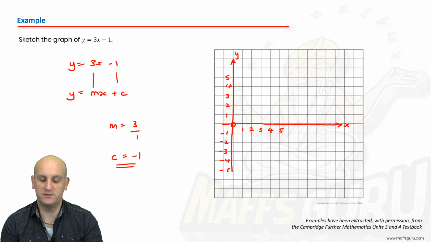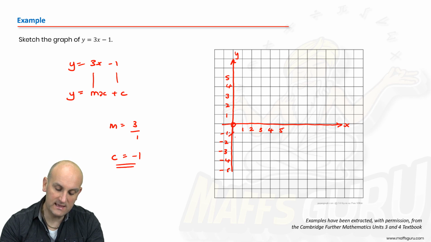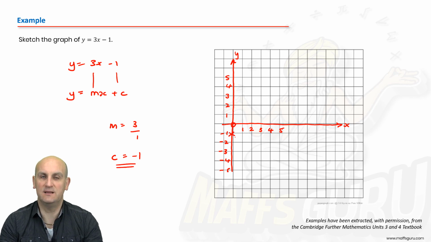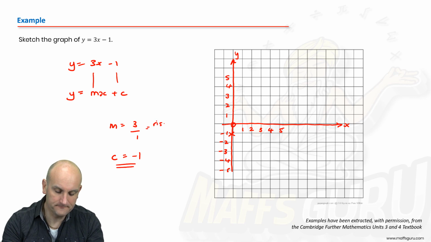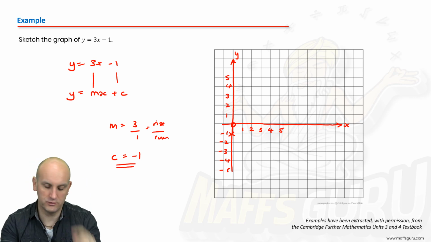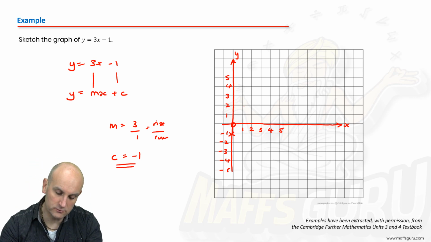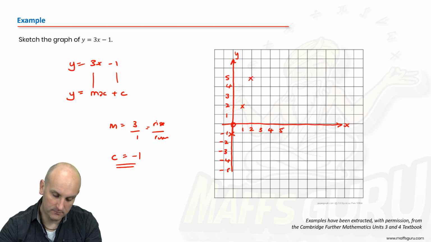So do I have all the information I need from this equation? Absolutely. I know that c is -1. So there is my y-axis intercept, my start value, or at least one value on that line, and the gradient is equal to rise divided by run. So for every 3 up, I'm going to go 1 to the right. So 1, 2, 3 up, 1 to the right, 1, 2, 3 up, 1 to the right, and bear in mind my scale could be a lot better.